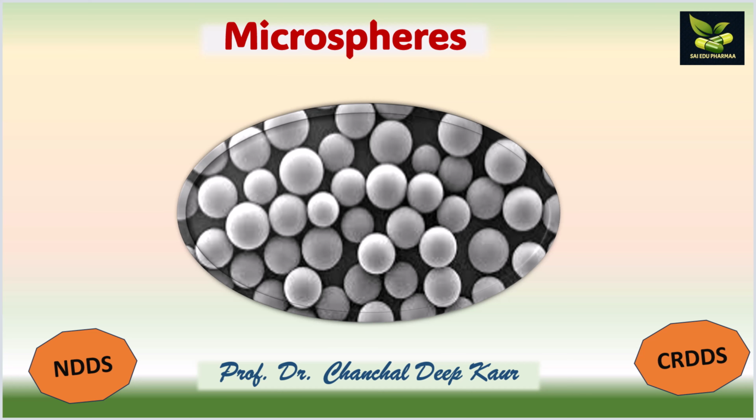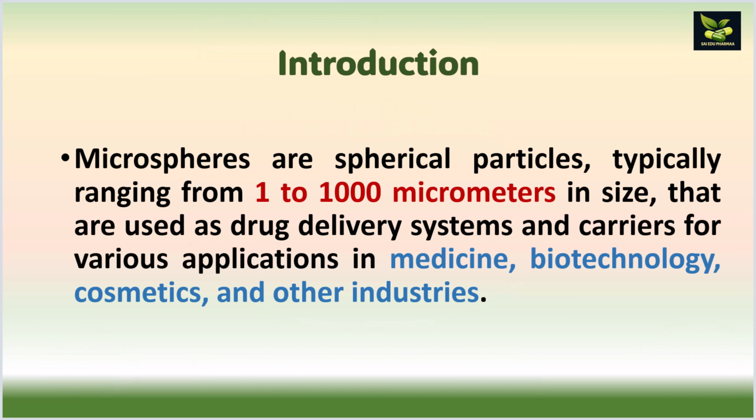Today we are going to discuss another topic of controlled release drug delivery system, and this is microspheres. First of all, we will be seeing what are microspheres. They are basically spherical particles with a particle size range between 1 to 1000 micrometers, and they are used as drug delivery systems and carriers for various applications in medicine, biotechnology, cosmetics, and other industries.